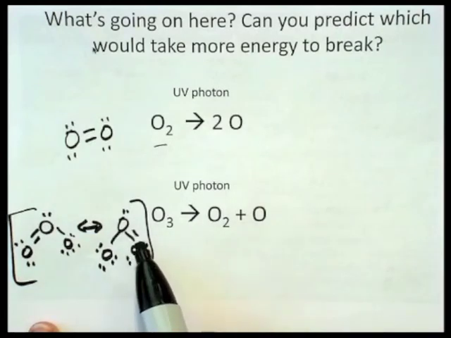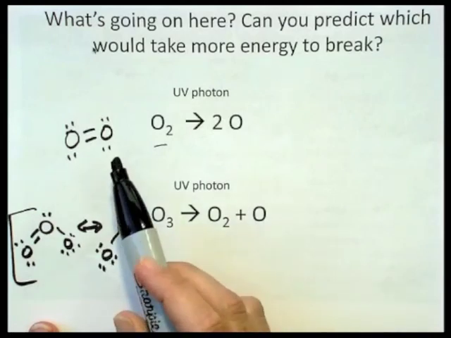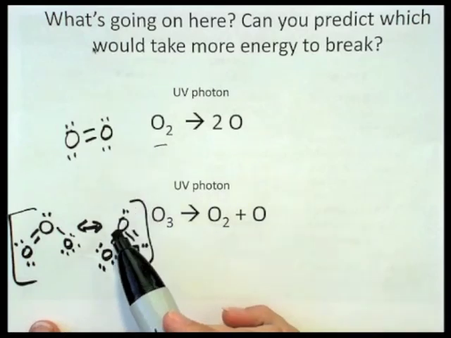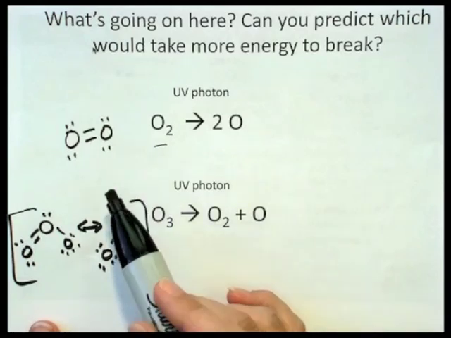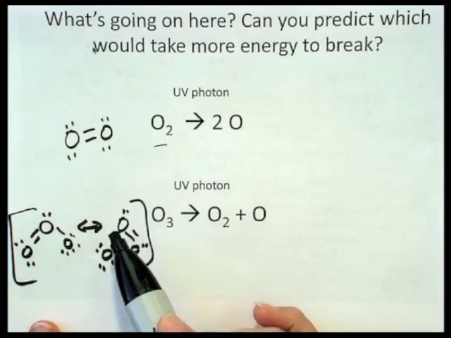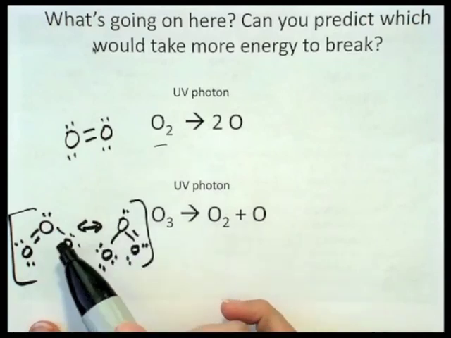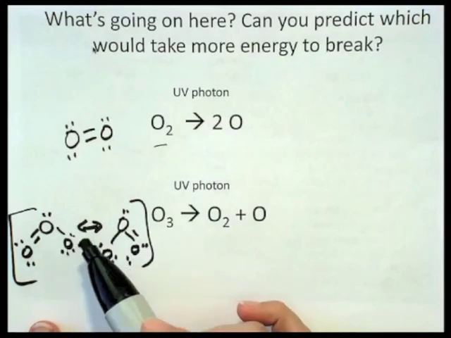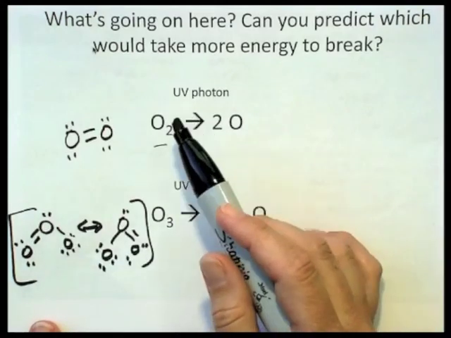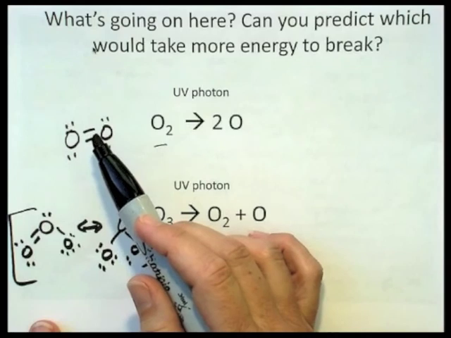The bonds that exist between the atoms in ozone are somewhere between a double bond and a single bond. And since double bonds are stronger than single bonds, the double bond is going to be stronger than the bond that's like, let's call it a 1.5 bond or something, some type of bond that exists between these two extremes. So I'm going to predict then, since this is a stronger bond, it's going to take more energy.